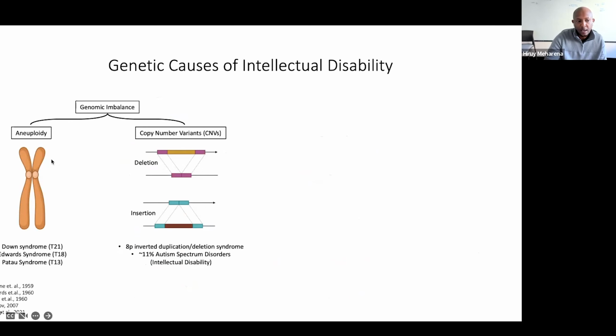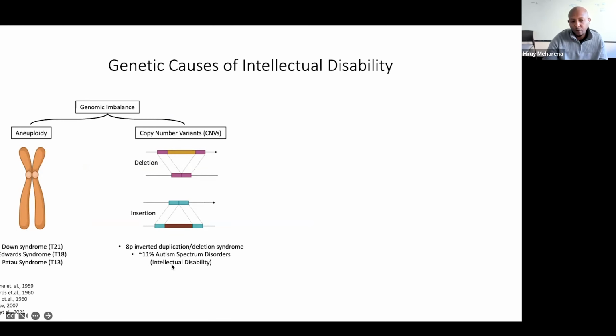This includes aneuploidies. Most of you have probably heard of Down syndrome, which is caused by the triplication of chromosome 21. We have Edwards syndrome and Patau syndrome, which are triplications of chromosome 18 and 13. These individuals basically have an extra chromosome of the specified number. But we're also interested in copy number variations, which includes AP syndrome.